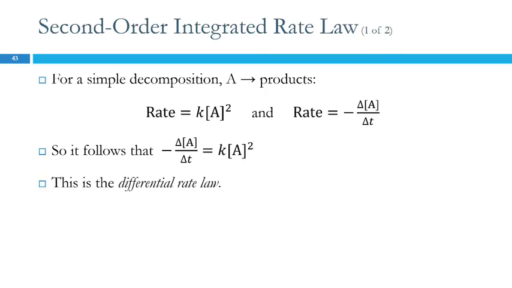Okay, what about the second order? So, again, looking at a simple decomposition, here's the rate law for a second order reaction. It's the concentration of the reactant squared. We can also say that the rate is negative delta A over delta T. Yeah, question? You didn't get the number, okay. So then you can say that this is equal to that, gives you the differential rate law, not very useful.